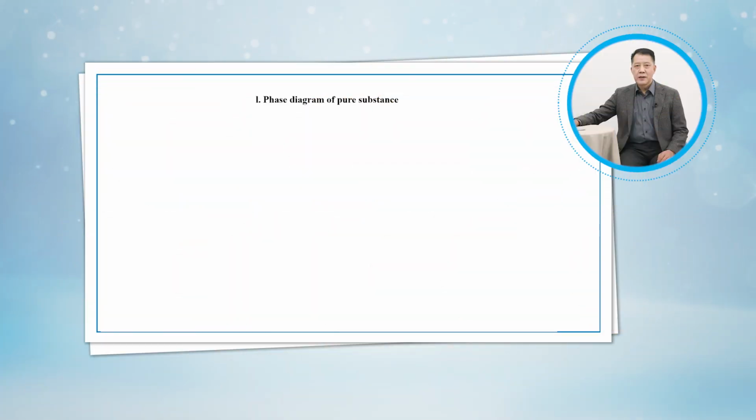The topic of this task is about the phase diagram of pure substance. A substance that has a fixed chemical composition throughout is called a pure substance. Water, nitrogen, helium, and carbon dioxide, for example, are all pure substances.